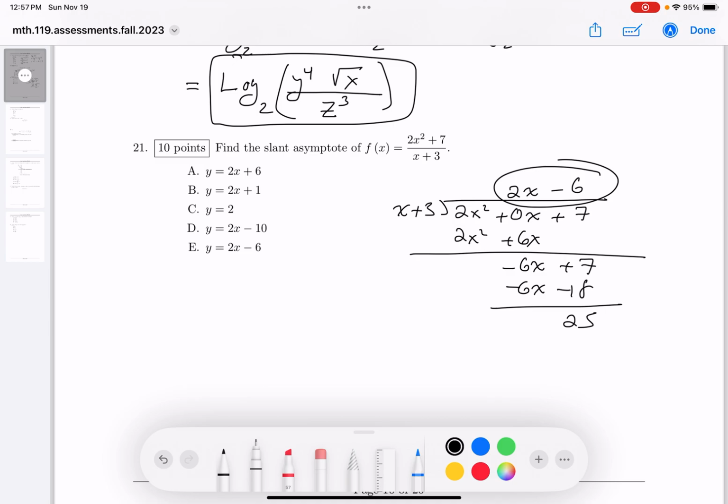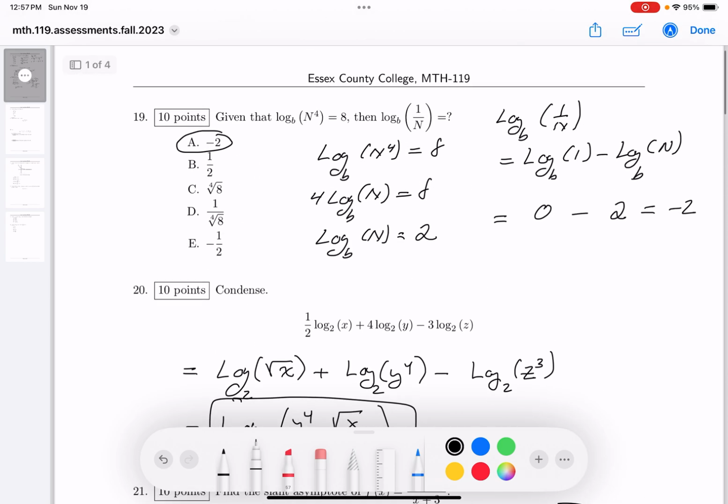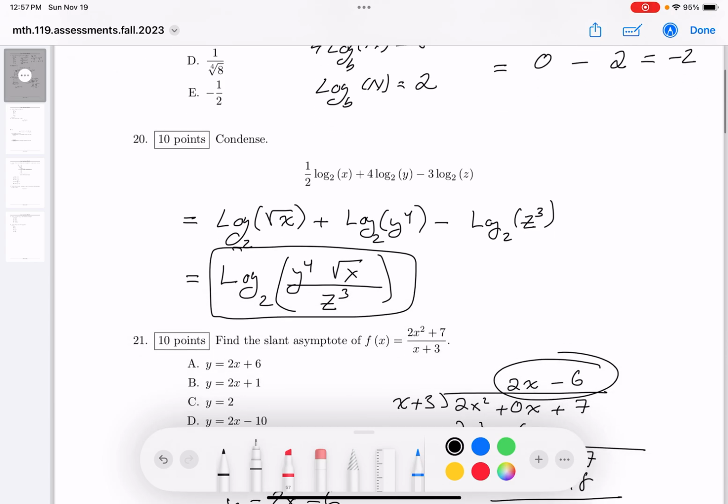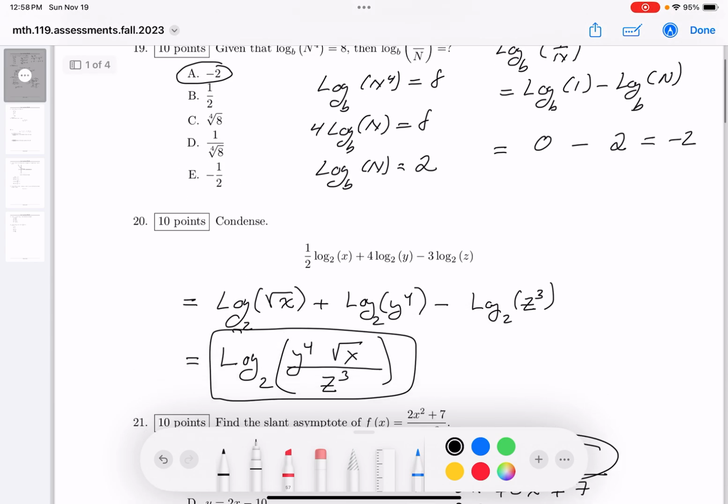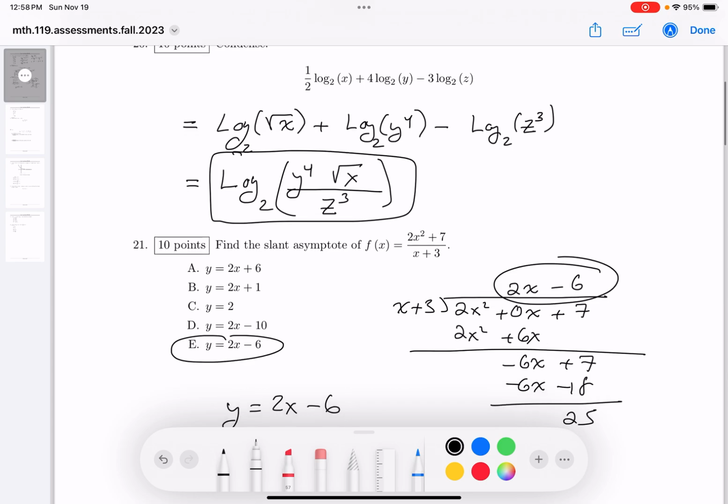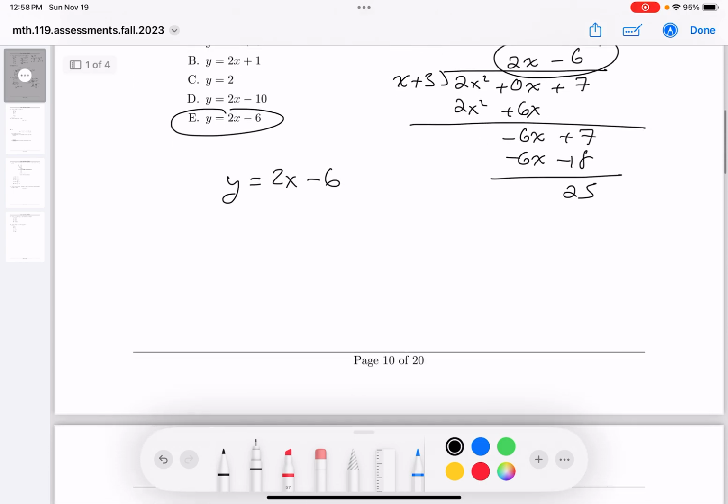What's that going to be? y is going to be equal to 2x minus 6. Do I see that in the key? I do. It's letter E. All right. Let's make sure we've answered all questions on this page. For the next page, we did, I'm sorry, not A. We did 19. We did 20. I identified an answer in 20 and 21. Let's go to the next page.